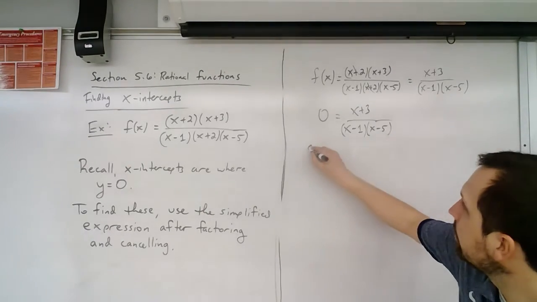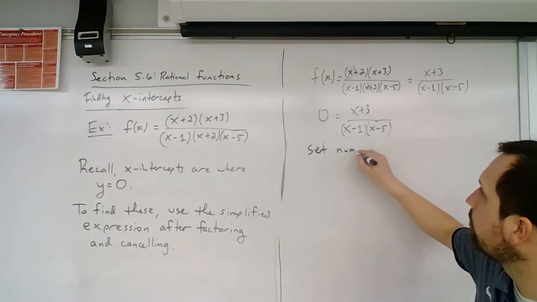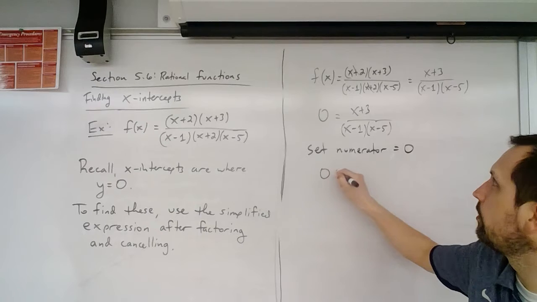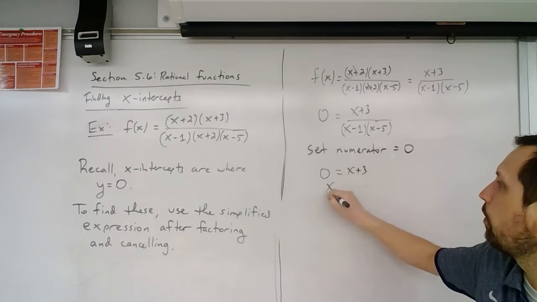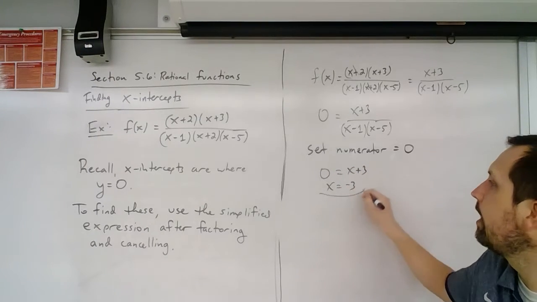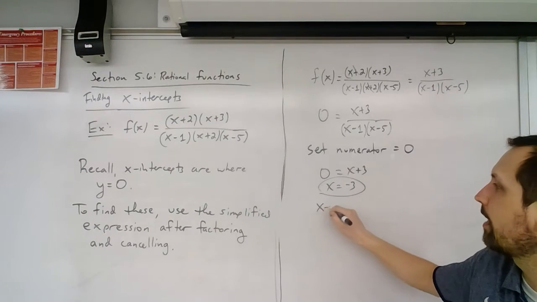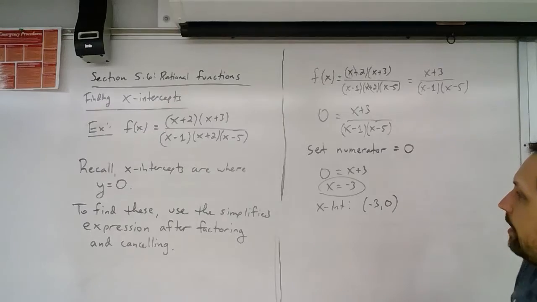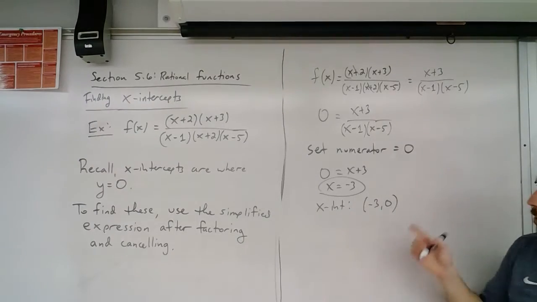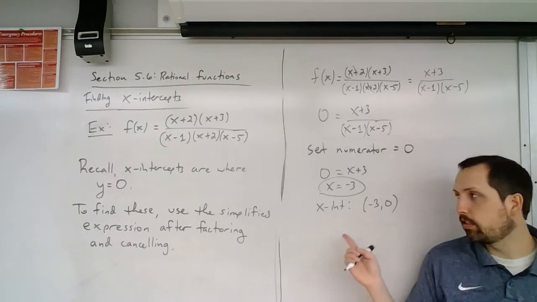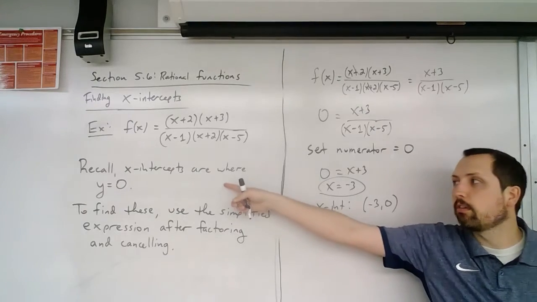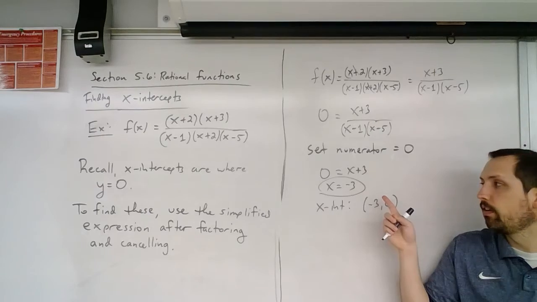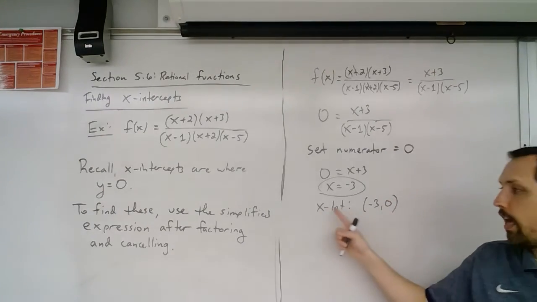So all you do now is set the numerator equal to 0. So you have 0 is equal to x plus 3, so x is equal to negative 3. This says that we have an x-intercept at the point negative 3, 0. Remember, intercepts are points. So when y equals 0, our x value was negative 3. And so this is the only x-intercept.